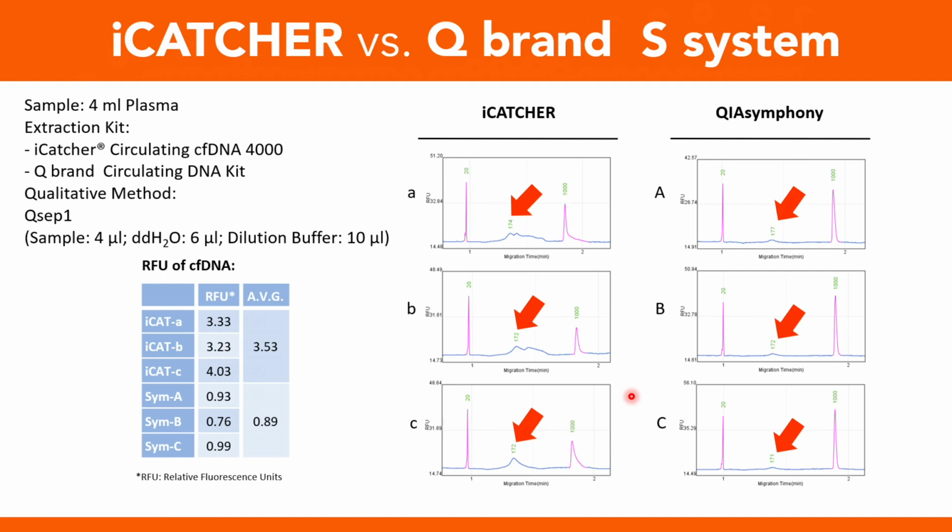We run capillary electrophoresis to see the peak of cfDNA and compare. And from this parallel comparison, we can see iCatcher can capture a very high yield of cfDNA, much higher than the Symphony system. If we see the RFU, which means the intensity of the cfDNA peak, the average intensity of iCatcher is 3.53, and Symphony is only 0.98, which shows 4 times higher cfDNA than the Symphony system.